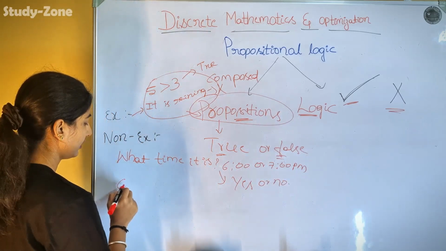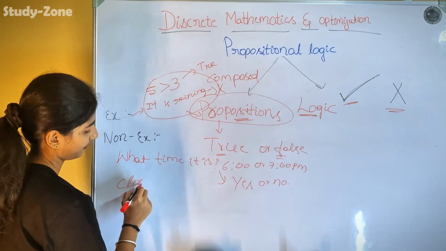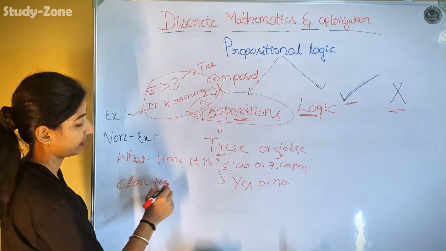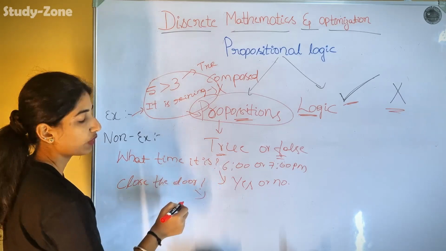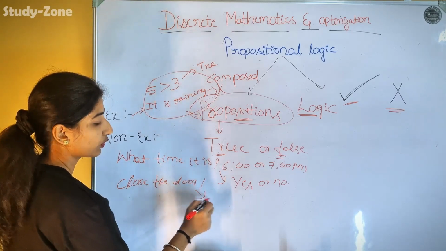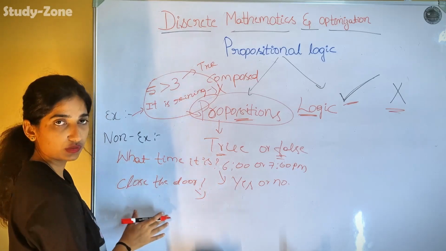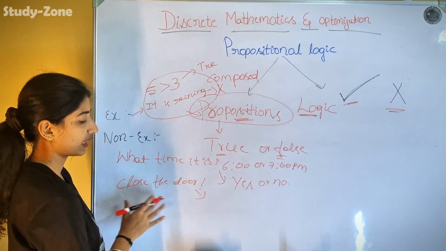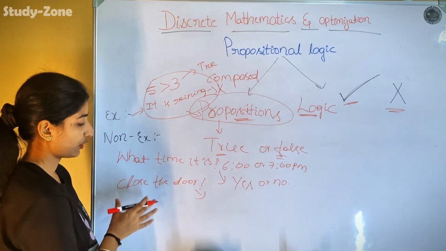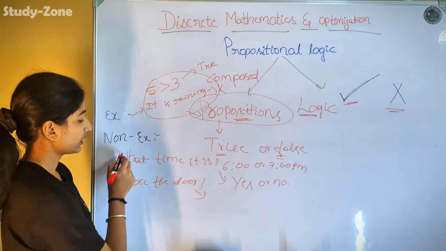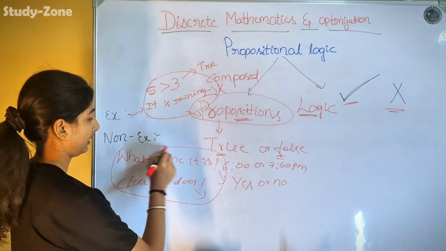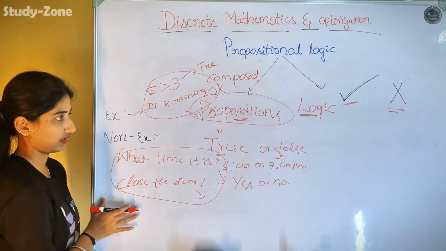Another example is close the door. Here also you have to do an action, right? You have to close the door or else you shouldn't close the door. You can't say yes or no for this, because here there should be an action performed. So these will not come under proposition.